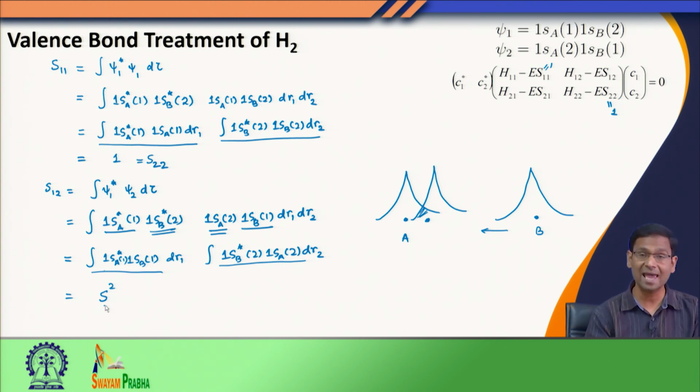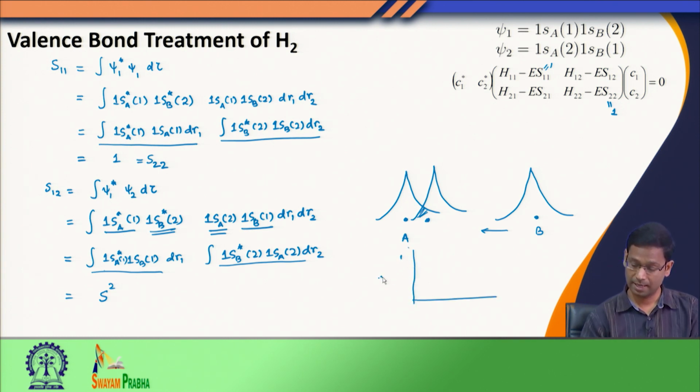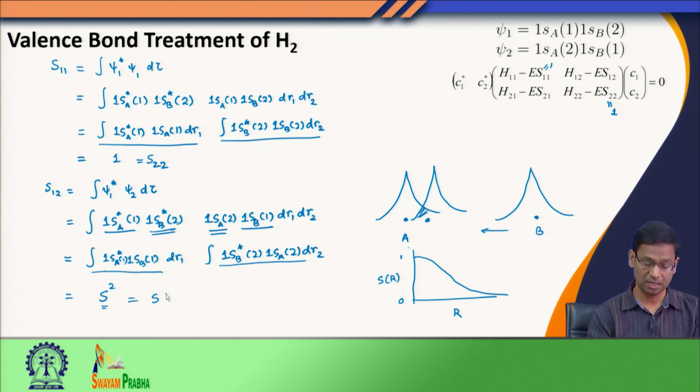So, this S, the overlap integral, will be a function of the internuclear distance. If I draw S as a function of R, where capital R is the internuclear distance, of course when R is very large, that means the two hydrogen atoms are far away from each other, the overlap integral will become 0, and when they come very close to each other, it will have a larger value. So, if I plot S of R, it will look like this. Now we see that the overlap function S square is actually S of R square, so the overlap integral is a function of internuclear distance.